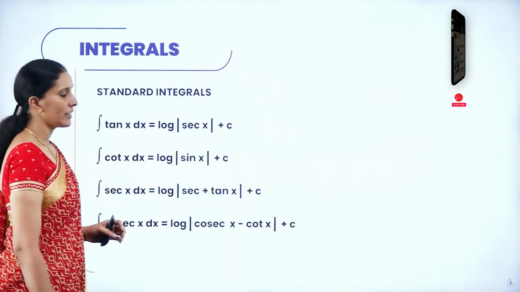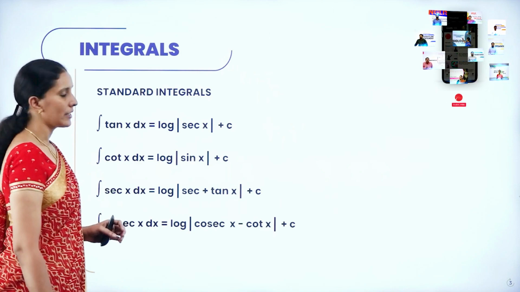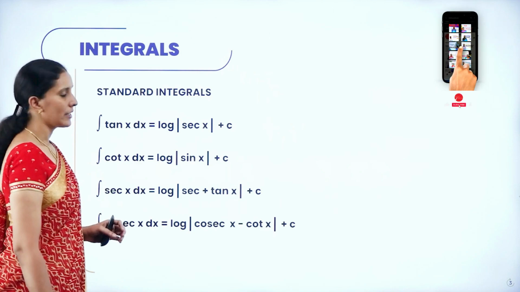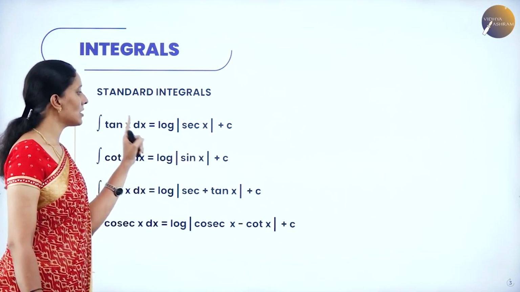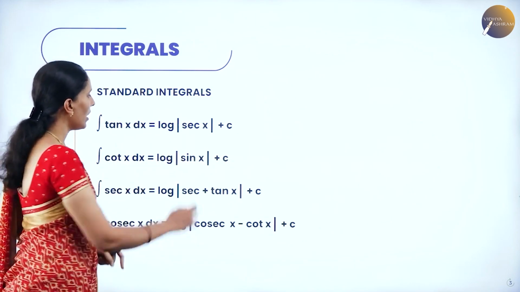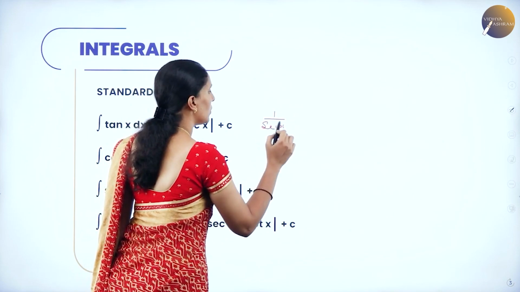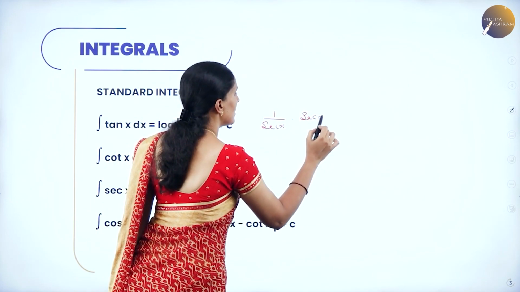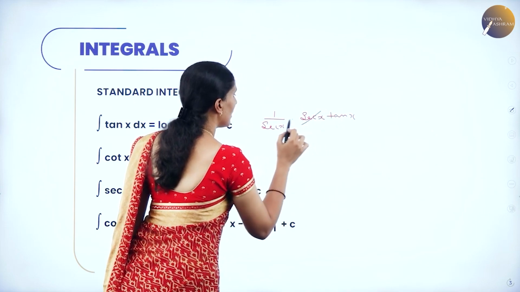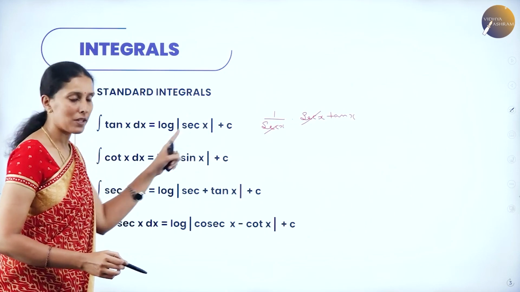The standard integrals, a few of them are given here. So integral of tan x dx can be written as log of secant x in terms of modulus. It's a positive quantity, hence we have taken modulus there. It can be written as log of secant x plus c. You can also verify: if you differentiate log of secant x, you will get 1 by secant x into derivative of secant x, which is secant x tan x. That is why integration of tan x can be written as log of secant x plus c.